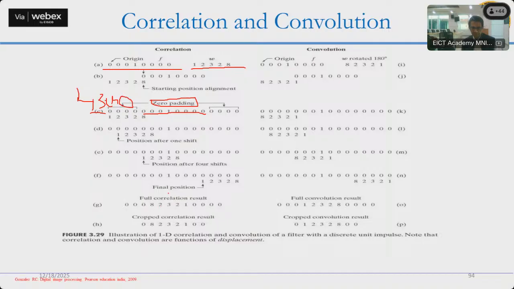Then in the fifth one, 3 will come. Then in the sixth one, 2 will come. Then in the seventh, 1 will come. So in this way, we are able to get the full correlation result. Is it understood? Any question?